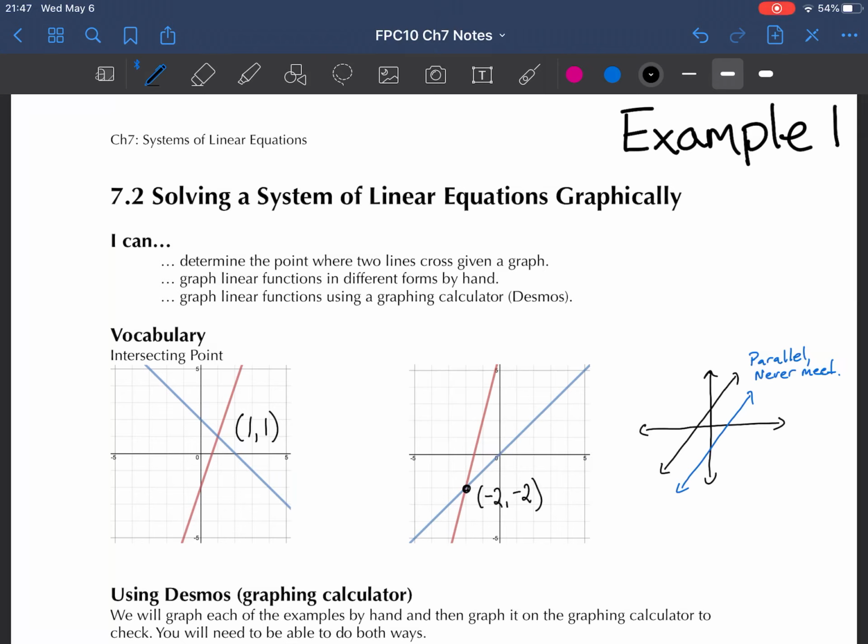Hello, this is Mr. Stein, and in this video we're going to take a look at example number 1 from section 7.2, solving a system of linear equations graphically. You're going to be able to determine the point where two lines cross given a graph.